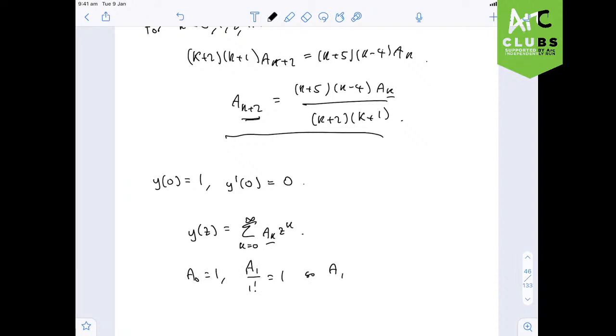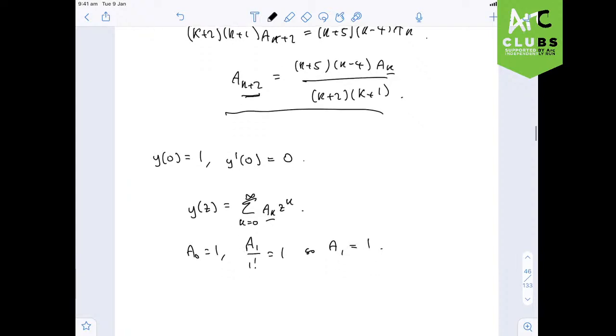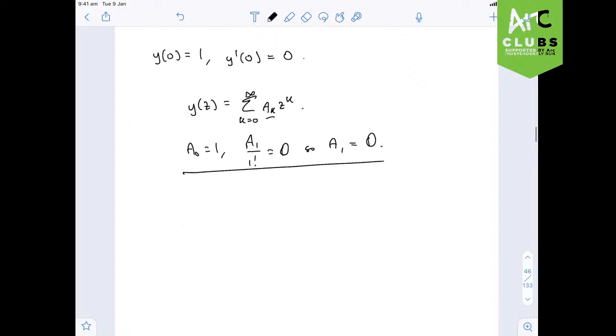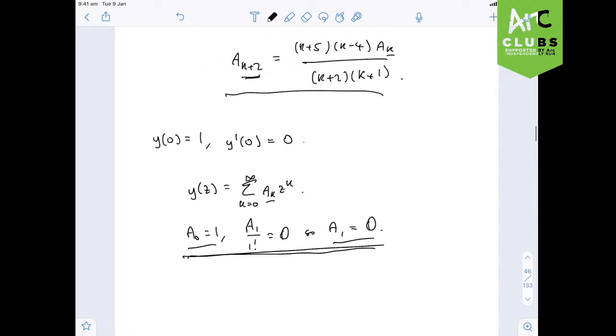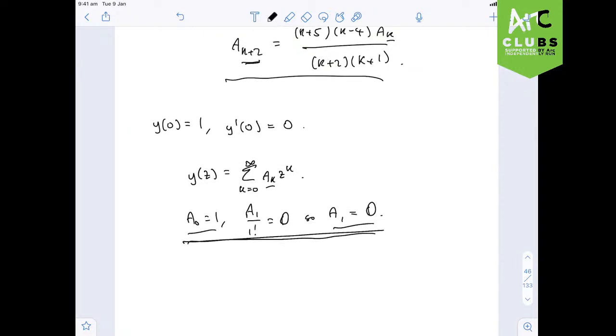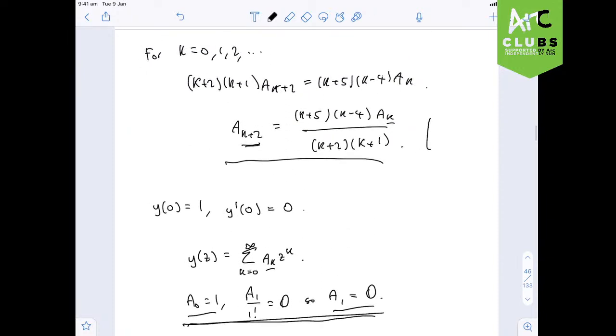So a1 equals 0. I'm not sure if this works all the time, but just trust me. I don't know if this works all the time, but this is a pretty cool method, I guess. So a0 equals 1, a1 equals 0, and that is our recurrence relation.